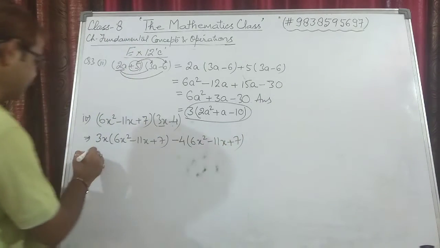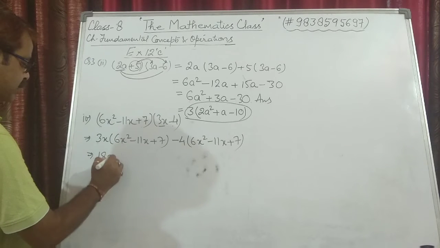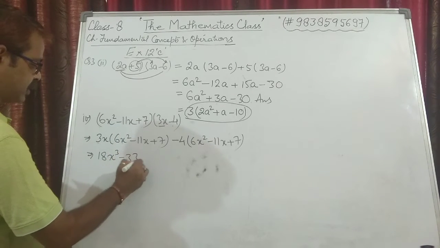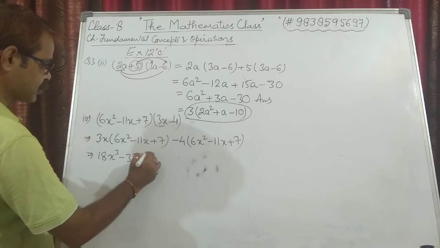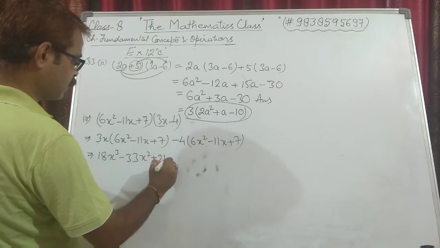Now we'll multiply 6 3s is 18, and x square into x is x cube. Now 3 into minus 11 is minus 33, x into x is x square, plus 7 into 3 is plus 21x.